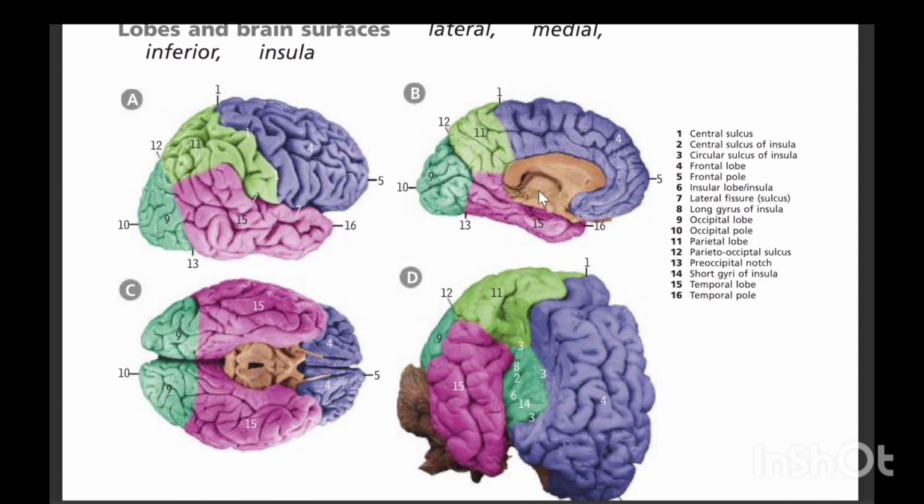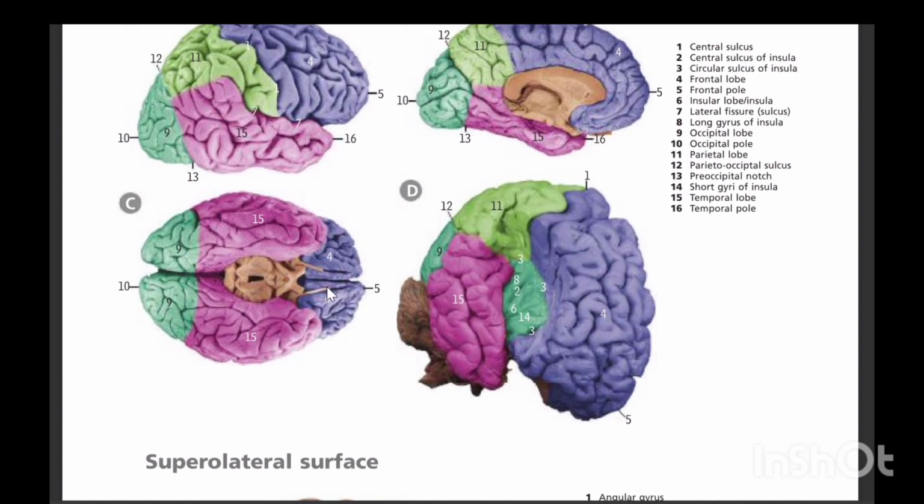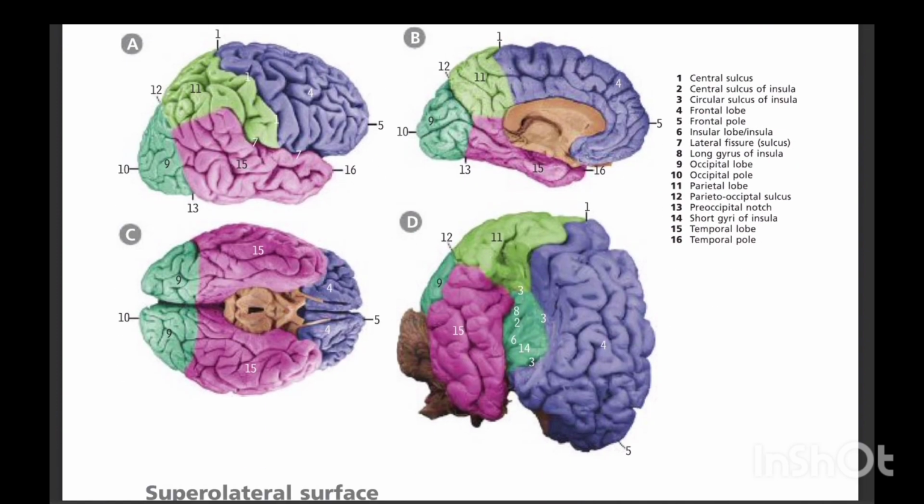Now coming to the medial surface, we can see that this is the occipital lobe, this is the temporal lobe, this is the parietal lobe, and this is the frontal lobe. Coming to the inferior view, we can see that this is the frontal lobe, this is the occipital lobe, and this is the temporal lobe. Clear? And here lies our insula.